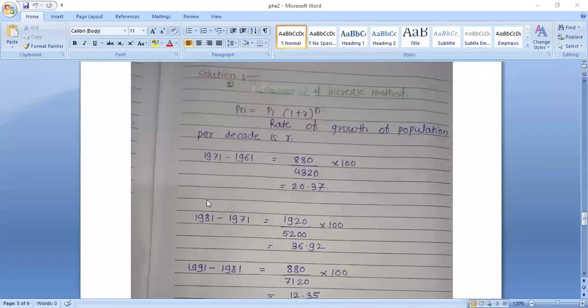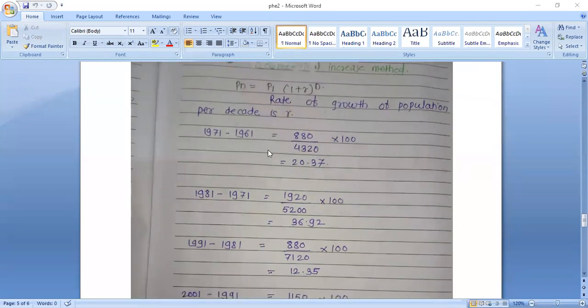Now the next method is the geometrical increase method. After solving this problem by the arithmetical increase method, now we are going to solve this problem by the geometrical increase method. Now see, the formula for the geometrical increase method is Pn is equal to P1 in bracket 1 plus R raised to n. It is the formula for the geometrical increase method. Pn is equal to P1 in bracket 1 plus R raised to n.